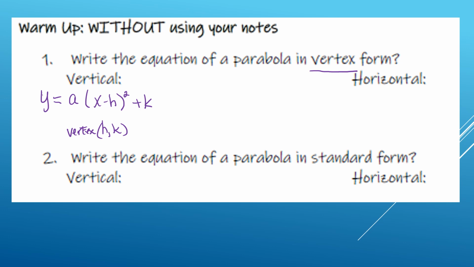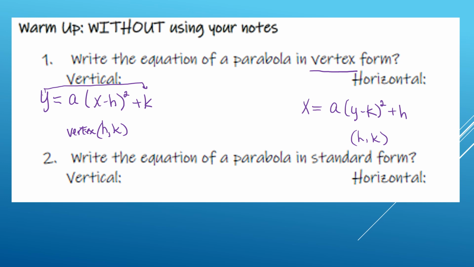And for the horizontal version, remember the y values are on the outside. For vertical, x's are on the inside of the parentheses. So we're going to flip those things. For horizontal in vertex form, it's x equals a, the leading coefficient is still the same, and in our parentheses, (y minus k) quantity squared, plus h. So your vertex is still (h, k), but remember we're taking the opposite of the k value because that's what's in parentheses.